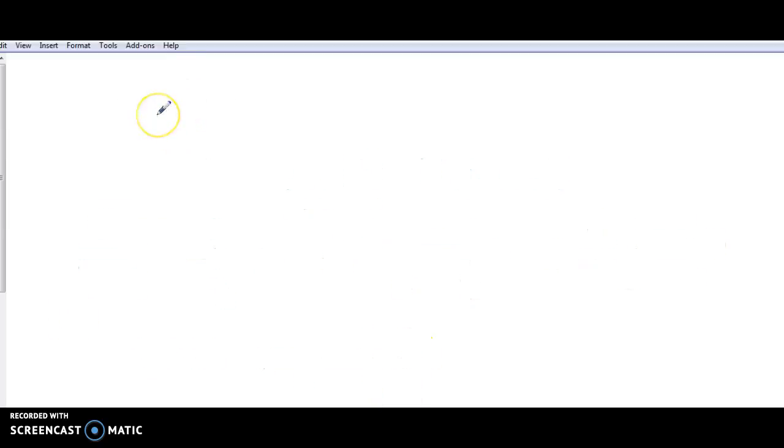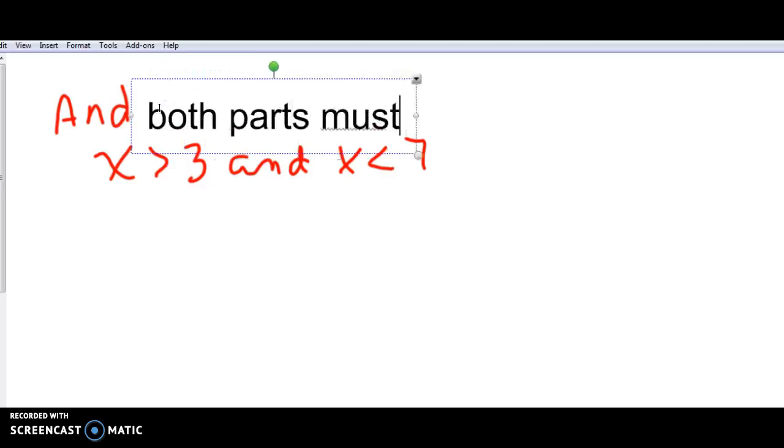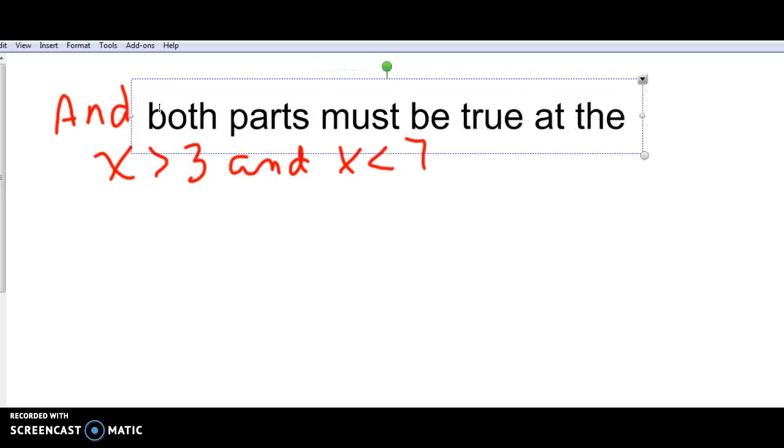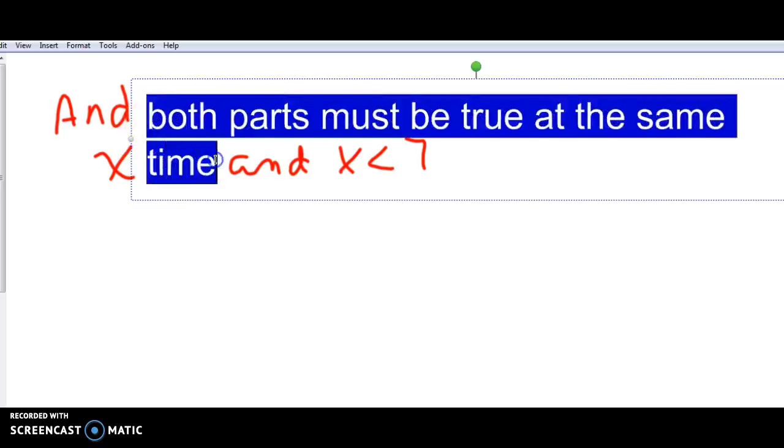Okay, so I want to talk about some compound ones. If you get that far, you might be doing some compound ones. It depends on how quickly you caught on to the rest of it and how much of that is review. So if we have and inequalities, so x is greater than 3 and x is less than 7. If you have an and, the and means that both parts must be true at the same time.